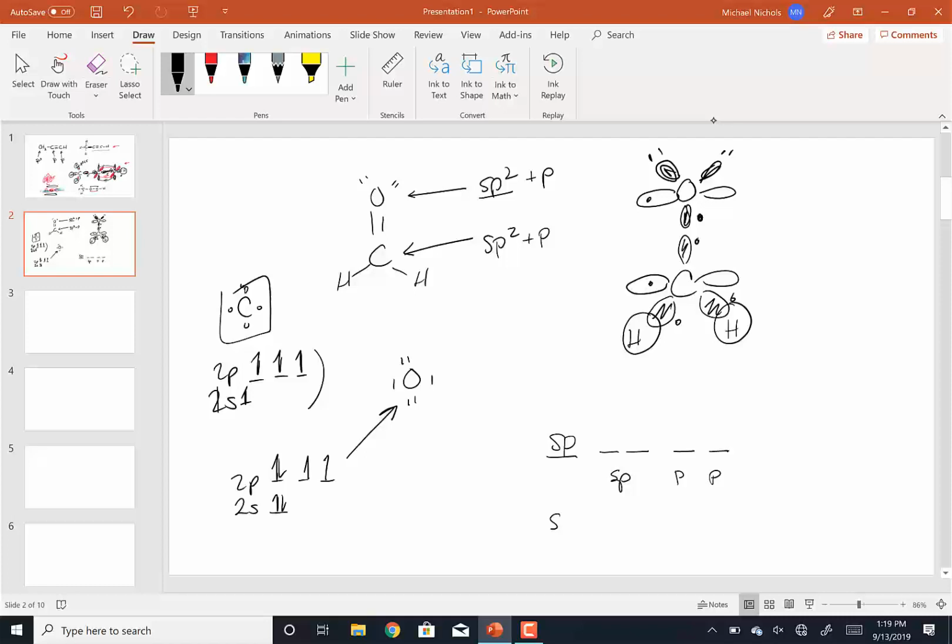If you have sp2, you're going to have 3 sp2 hybridized orbitals, and what's the 4th orbital? The 4th orbital is the unhybridized p. And then if you have sp3, you're going to have 4 hybrid orbitals that are all sp3, and I've got 4 orbitals, so I don't need an unhybridized p. So it all goes back to how we mixed the s's and the p's.